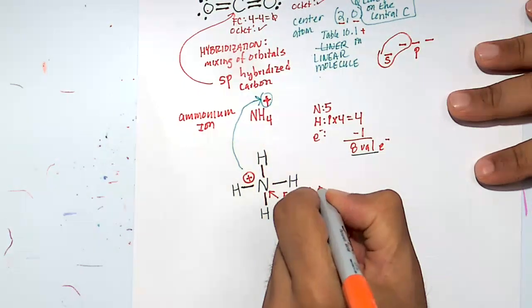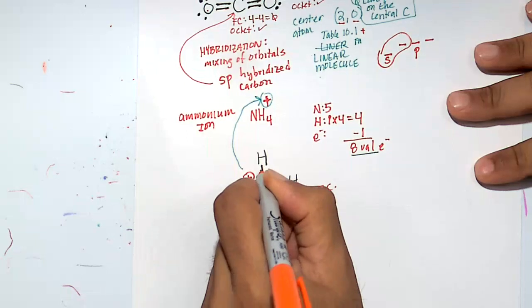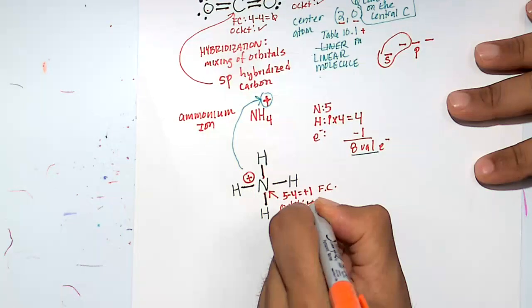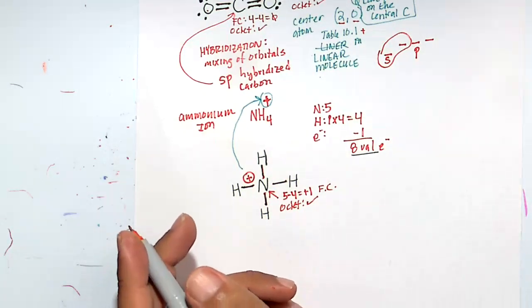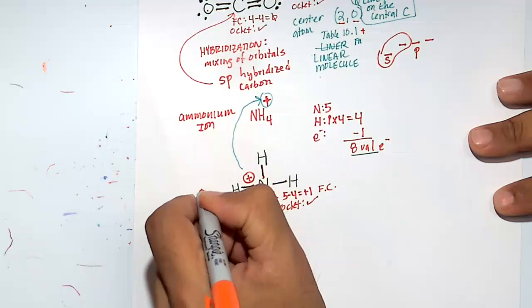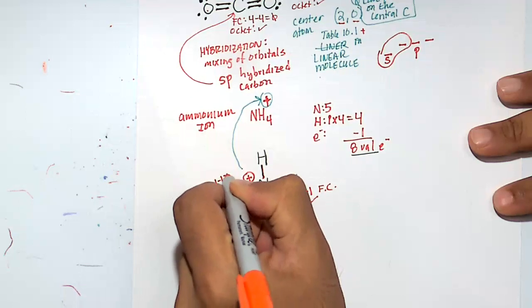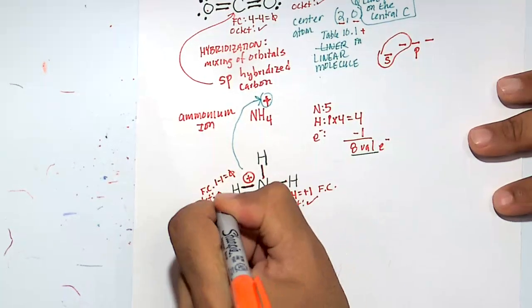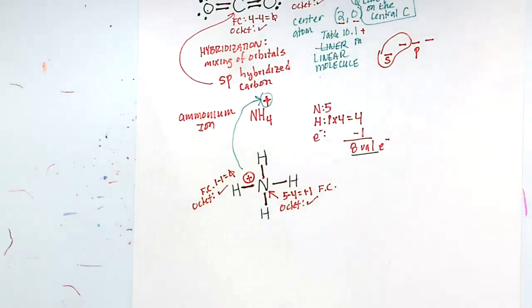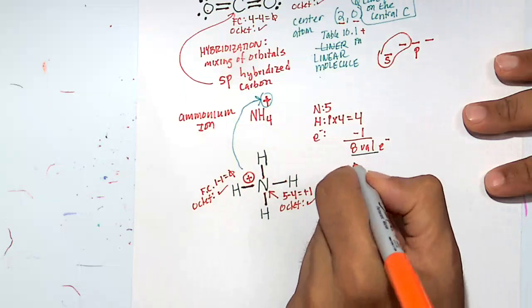Octet rule. So this was formal charge. The octet rule for this nitrogen: 1, 2, 3, 4, 5, 6, 7, 8. Hydrogen here. All right, hydrogen happy at 1. 1 minus 1 is 0. Octet rule for the hydrogen: 1, 2. That's the octet rule for hydrogen.